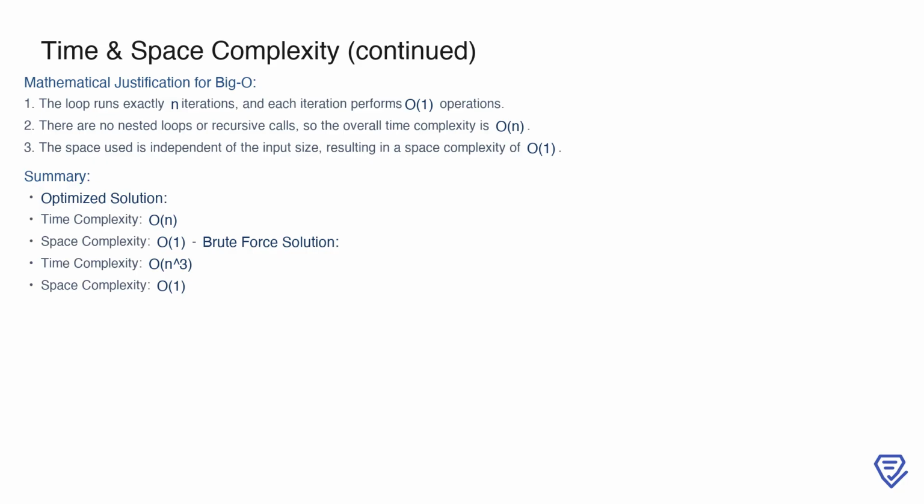In the optimized solution, the loop that processes the array runs for exactly n iterations, and during each iteration, only O(1) operations are performed. Since there are no nested loops or recursive calls, the overall time complexity is O(n). On the space side, the algorithm uses a fixed number of variables, and no additional space is used that depends on the size of the input. This leads to a space complexity of O(1).